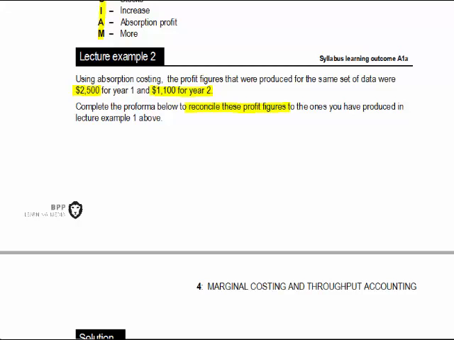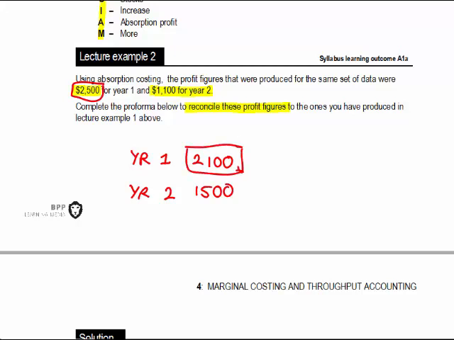So let's jot those down. In year 1, under marginal costing, we had $2,100, and in year 2, we had $1,500. So you can see that we've got a $400 difference between the profits in year 1, and we've got a $400 difference between the profits in year 2. And we know this is because of the difference in our inventory.